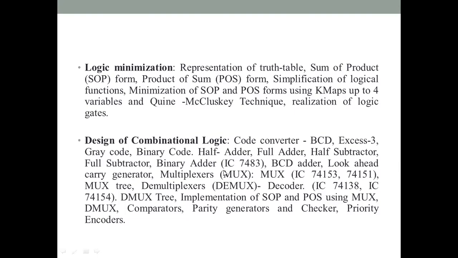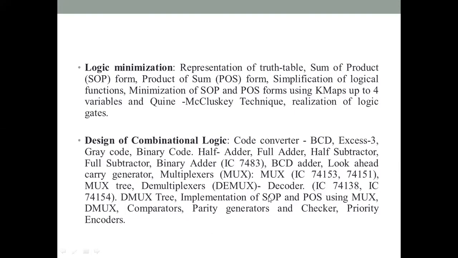Multiplexer will be considered as the MUX. In that we are having 2 parts, the MUX ICs 74153 and 74151. Then we are having the multiplexer tree. Then again, demultiplexers, which will be defined as the DMUX.